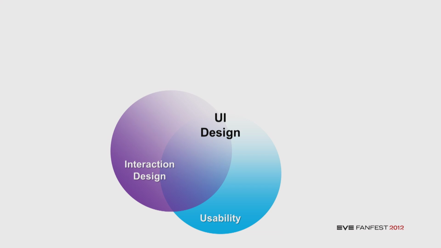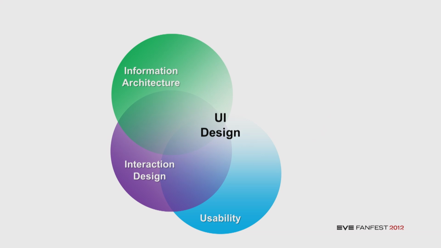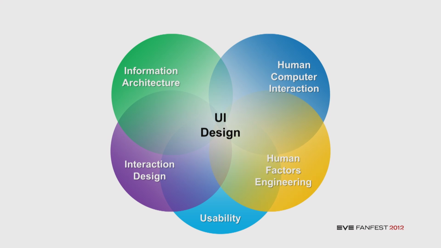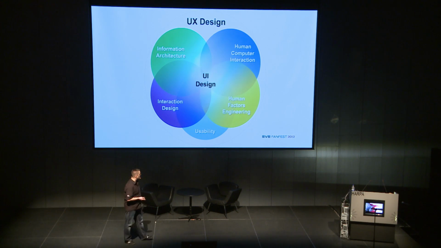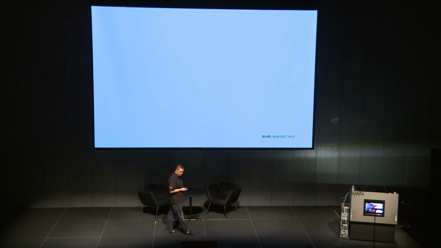When we're thinking about UI design specifically, we have these different areas that we feed into the UI design that then goes to the user. Interaction design, information architecture, human-computer interaction, human factors engineering, and usability, of course. But before we start looking into the UI design, we should be thinking about the user experience design, the overall experience. And that has many more fields.